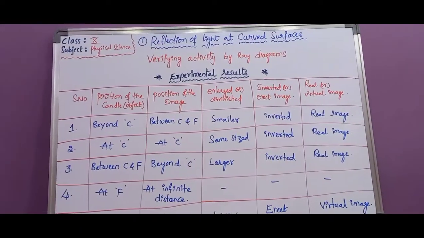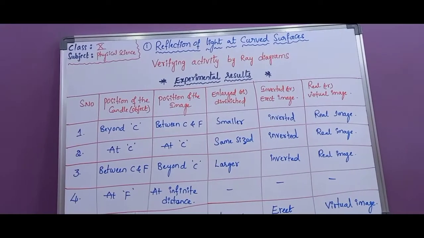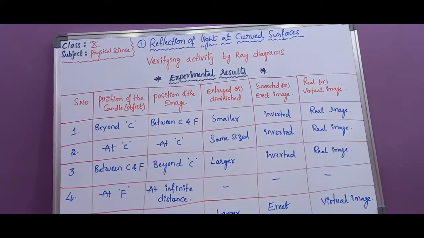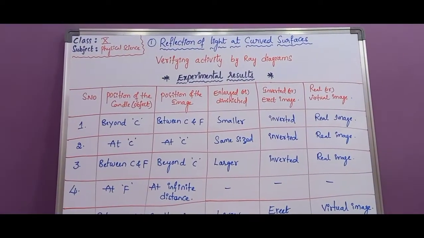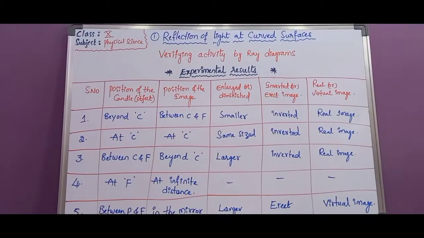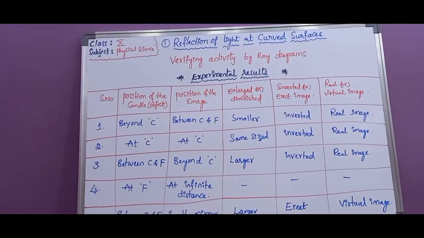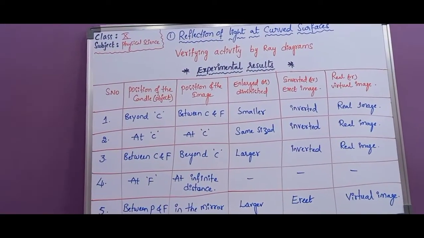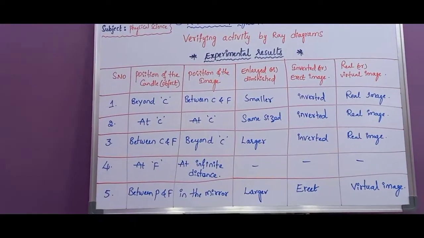Welcome to the next session of online class for 10th class physical science, reflection of light at curved surfaces. We have been discussing how to draw ray diagrams and the fundamental principles for drawing them when the object is placed in front of the concave mirror. In the previous class, we learnt the rules for drawing ray diagrams for concave mirrors, and we also learnt experimentally the positions and characteristics of the image of an object placed at different positions in front of a concave mirror.